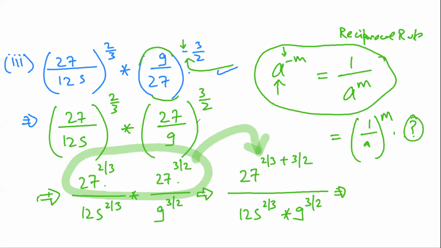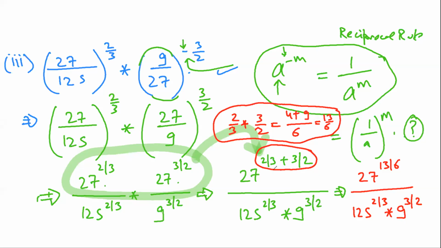A bit complicated topic, but we need to learn it anyways. So I need to add these two. Let us add these two. When I add 2 by 3 plus 3 by 2, this is equal to 13 by 6. And I can write this as 27 raised to power 13 by 6, 125 raised to power 2 by 3 into 9 raised to power 3 by 2. Now, as you can see, we are almost in the heart of the dinosaur. We need to solve this, and I'll tell you how I'll be solving this.